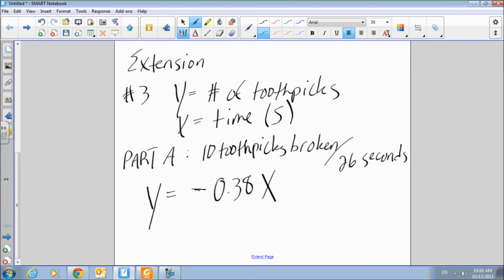You found that? I'm going to let you do the rest for part B, C, and D. How would I find how many toothpicks are broken after 24 hours? Yep. Right, 24 hours is the time, so you'd have to plug that in for x, but make sure you convert it to seconds, because that's how x is represented in our equation. Question? No? Okay. We good on number 3?